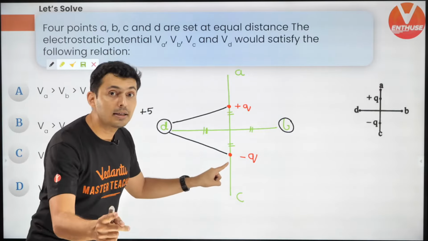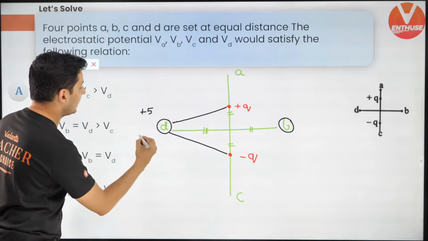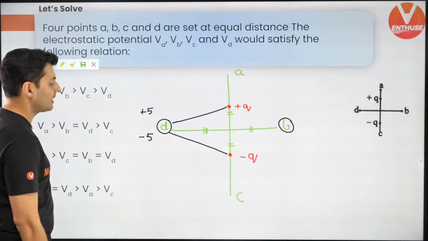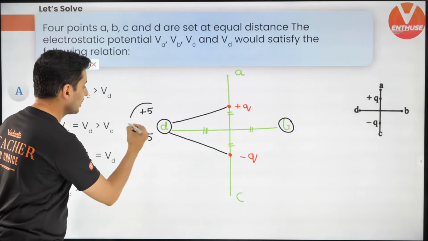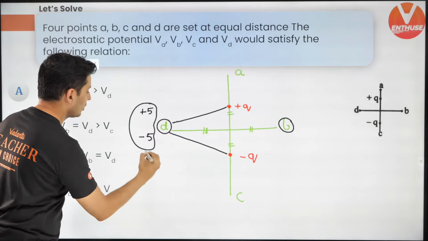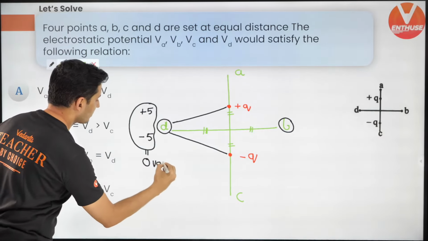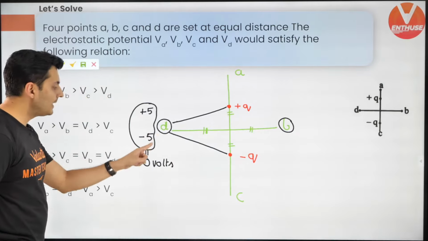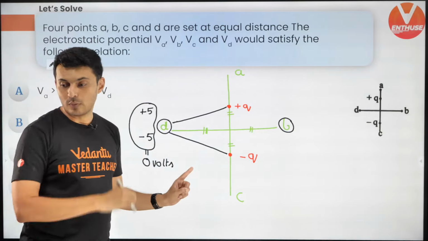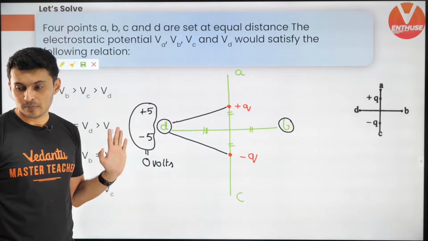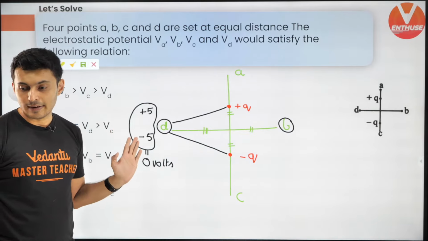So because of the negative charge, it will also get 5 volts but with a negative sign. So what will be the total voltage? Think about it. The total voltage will be 0 volts. Is that clear? So D will have how many volts? 0 volts. Example. Yes. Great.